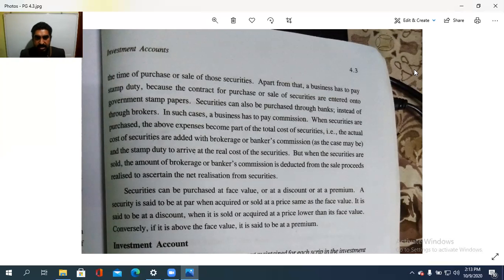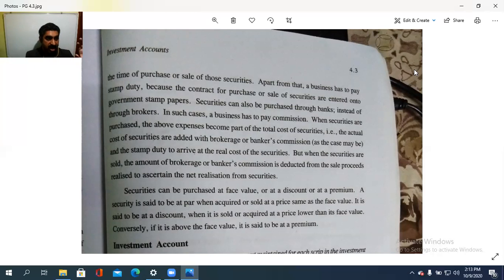Securities can also be purchased through banks instead of brokers. In such cases, a business has to pay commission for such things. When securities are purchased, the above expenses become part of the total cost of security, including the commission charges. ഓർക്കേണ്ടത്. Then the actual cost of securities is added with the brokerage or the banker's commission, as the case may be, and also the stamp duty to arrive at the real cost of security.